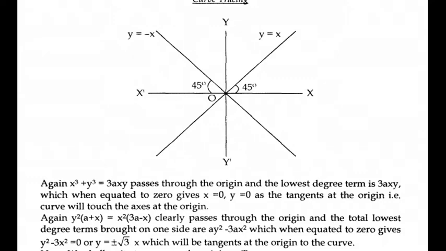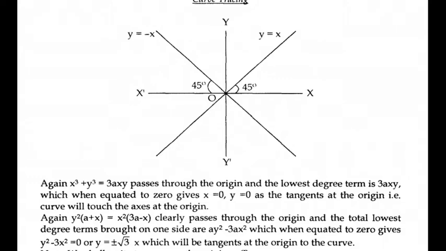Again, see one more example here, y square into bracket a plus x equals x square into bracket 3a minus x. Clearly it passes through the origin. Put x is equal to 0, what happens? Obviously you will get y is equal to 0, and y is equal to 0. This implies that it passes through the origin.